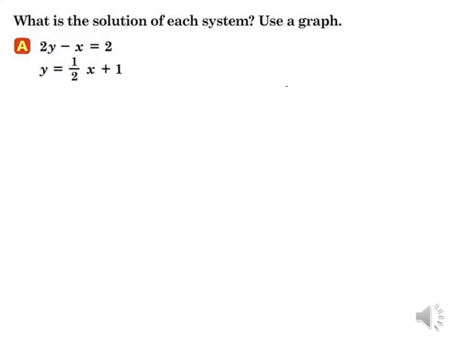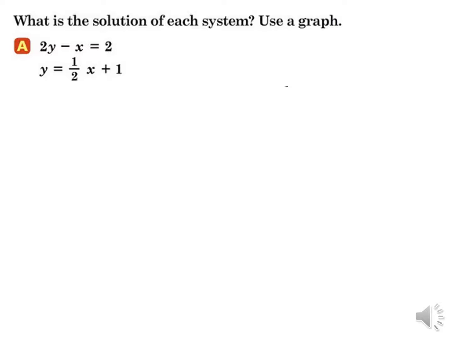I have this, but this is in standard form, right? And then I have y equals 1/2 x plus 1. Well, I have to change this over so that I can graph it. That means I'm going to have to isolate the y. So you're going to add the x over. So you'll have x plus 2. And then I'm going to divide by 2, right? So I'm going to get 1/2 x plus 1.